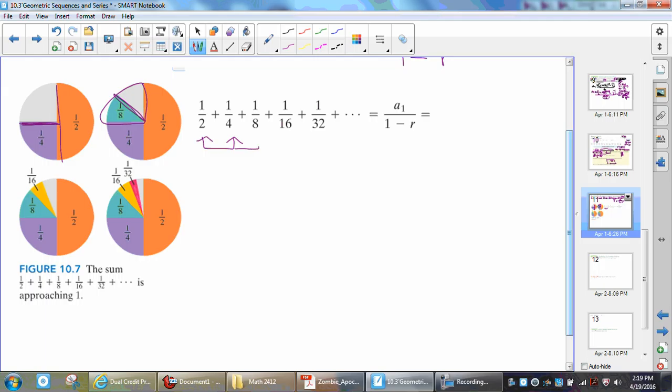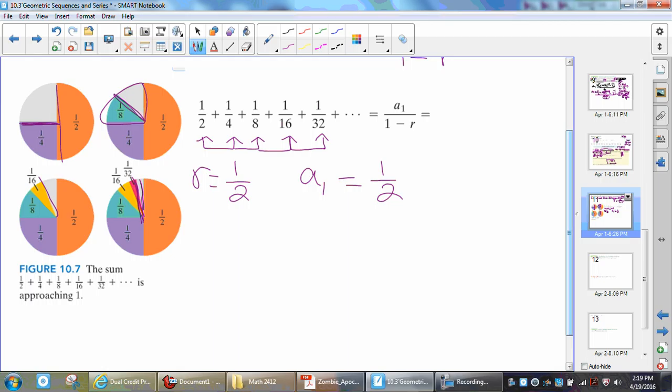Every term is being multiplied by what? Not by 2, by one half. So we could say that the common ratio is 1/2, and the first term is 1/2, right? If we were to keep doing that, just keep cutting halves and halves and halves, eventually, graphically, you should get to the whole circle, right? So let's see if that sequence will actually equal 1.